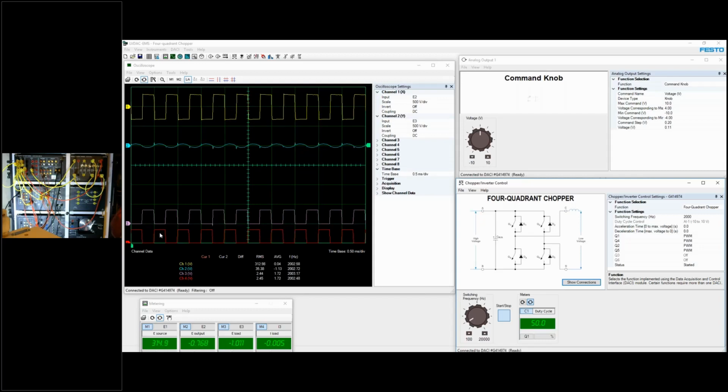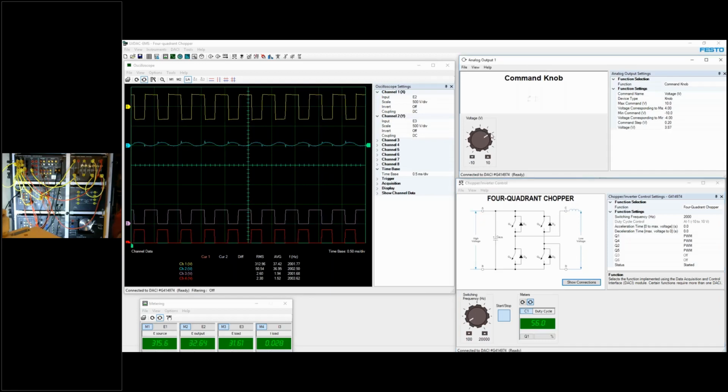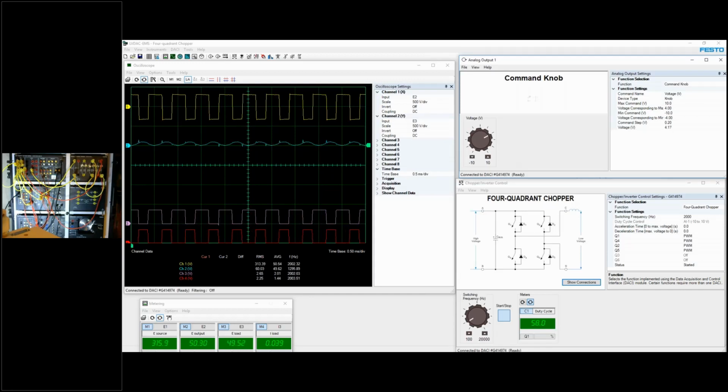And these here at the bottom are the switching signals sent to the 2 pairs of transistors. So as you can see, when one is off, the other one is on, and vice versa. Perfect. So now let's increase the duty cycle by playing with this voltage output here. So you can see that using this knob, I control the voltage, the duty cycle here.